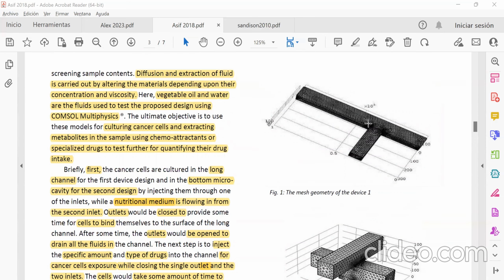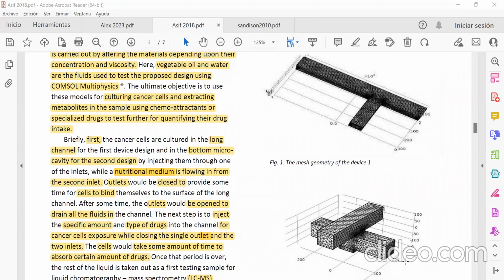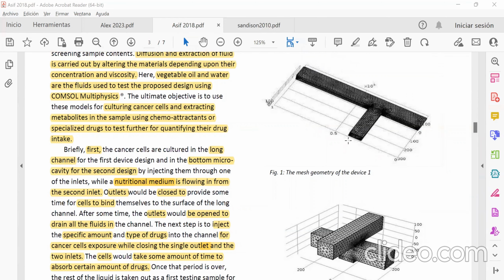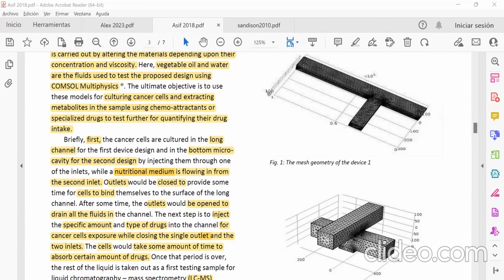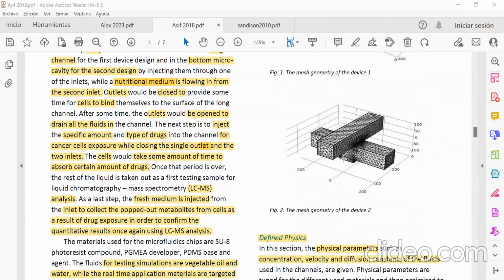Here is how these devices perform. In the long channel, the cancer cells were injected. And then in the second layer, the second channel, the cancer cells were injected. And in the other channel, the drug was injected. In this case, the drug was injected in the upper layer, sorry. This is for device two.